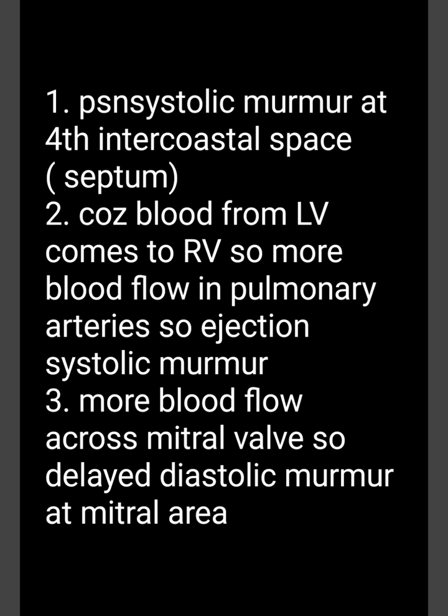Pathophysiology in VSD. 1. Pansystolic murmur at the fourth intercostal space. 2. Because blood from LV comes to RV, there is more blood flow in the pulmonary arteries, so an ejection systolic murmur. 3. More blood flow across the mitral valve, so a delayed diastolic murmur at the mitral area.